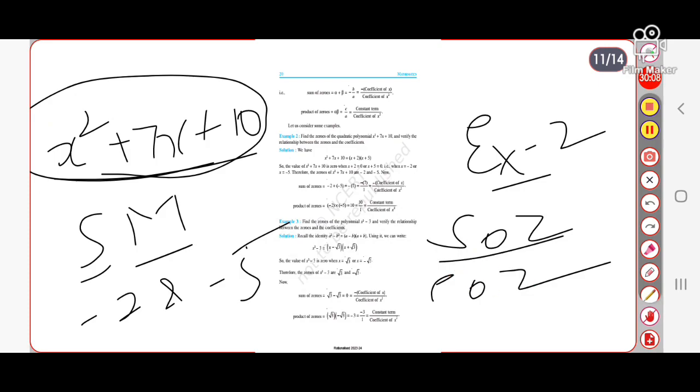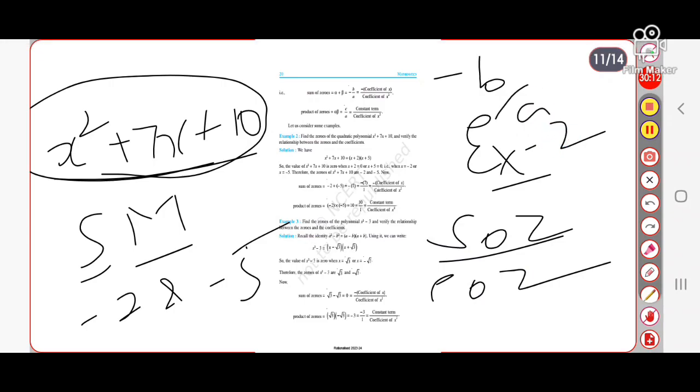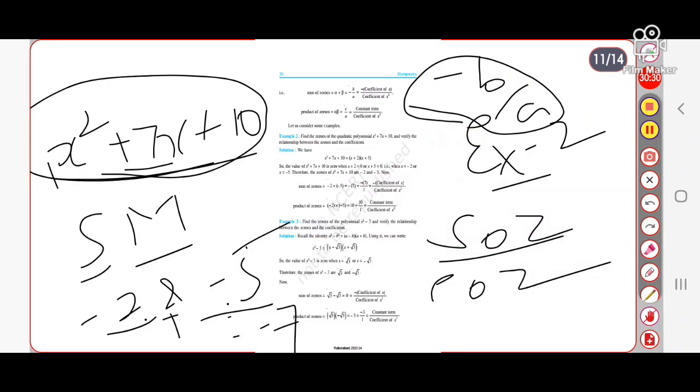Now the sum of zeros, as the formula suggests, is minus b by a. So it will be minus 7 by 1. Again, for the sum of zeros, these two are the zeros, so we need to add: minus 2 plus minus 5 again gives minus 7. So by the formula, sum of zeros is equal to minus b by a, it is verified that both values are the same, whether we literally add the two zeros or arrive from the equation. So it has been proved.